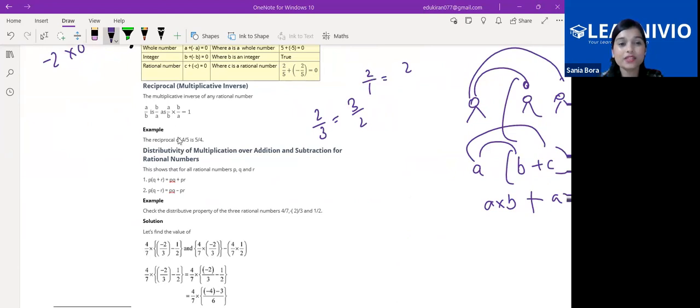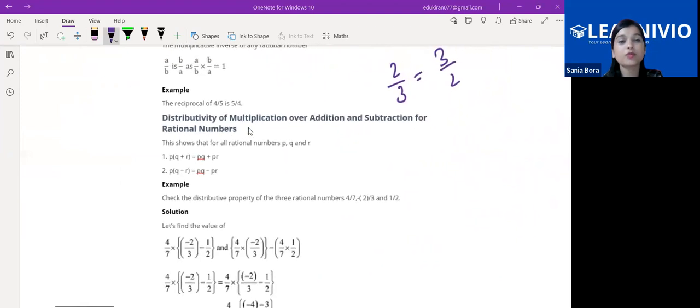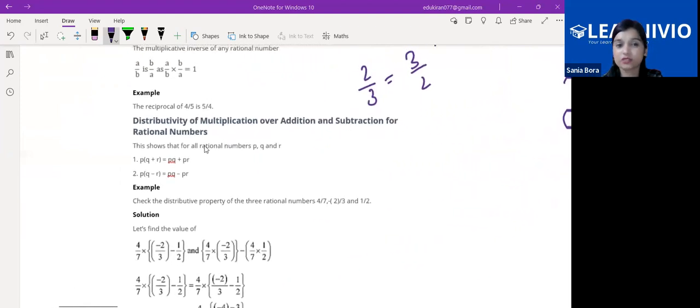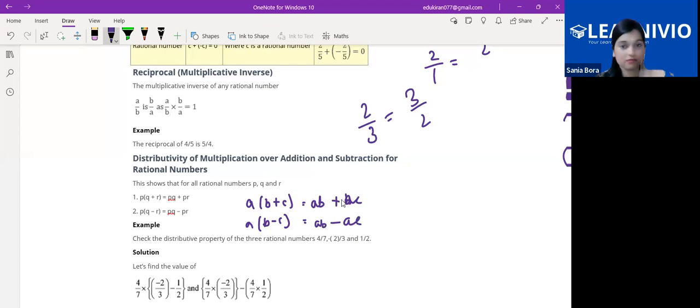Now you will write distributive property of multiplication over addition and subtraction for rational numbers. I took the example of A, B plus C. They have taken P, Q plus R. So you can write A, B plus C equals AB plus AC, or A, B minus C equals AB minus AC. You want to write PQ? It's your choice. Clear? Quickly write this down and then I'll give you one question to solve for the distributive property.